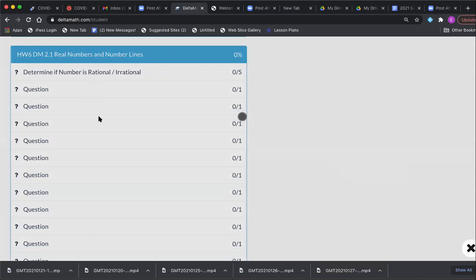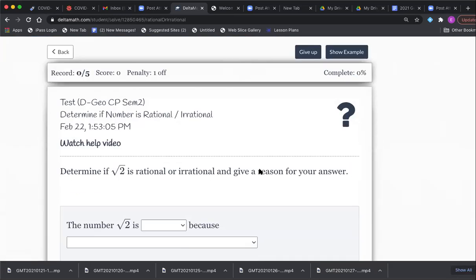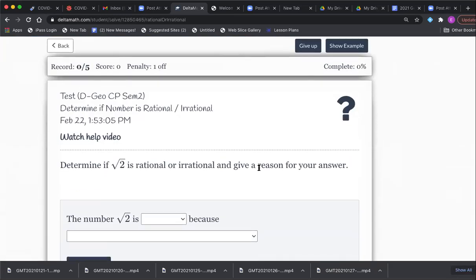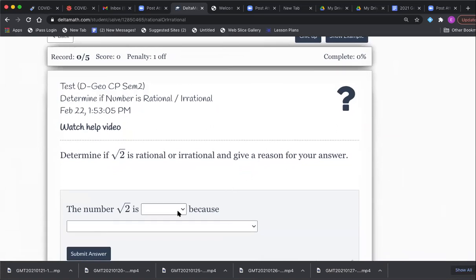So for these, let's look what you need to do. It's going to give you some number. You have to tell me in the first dropdown if it's rational or irrational. So I'm looking at this, square root of 2. It's not 1, by the way. A lot of times kids think that it's 1, but 1 times 1 is 1, not 2, right? So the square root of 2, it's actually a crazy weird decimal. So I don't know it off the top of my head. That's my signal. Oh, that's irrational. So I'm going to choose irrational because that's A.